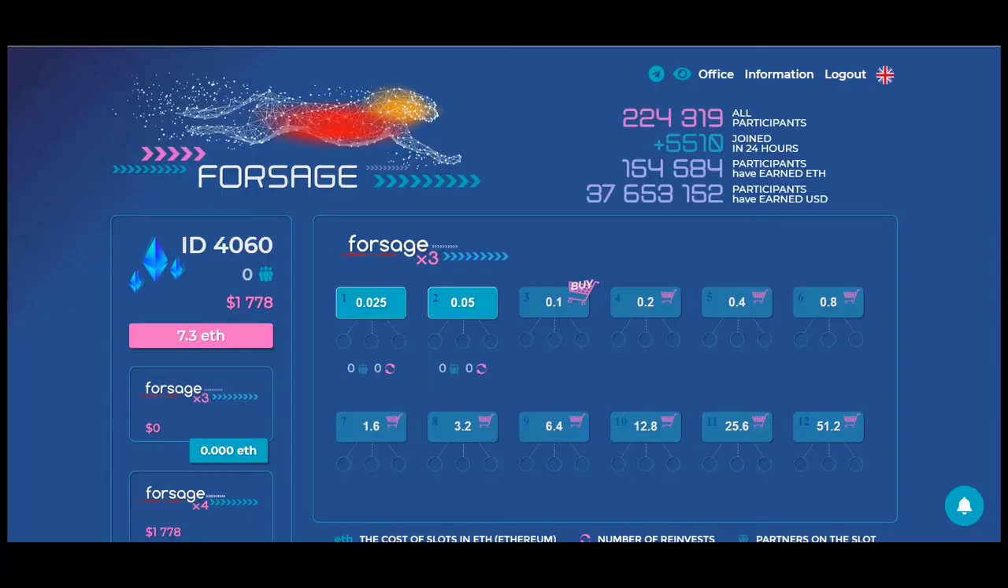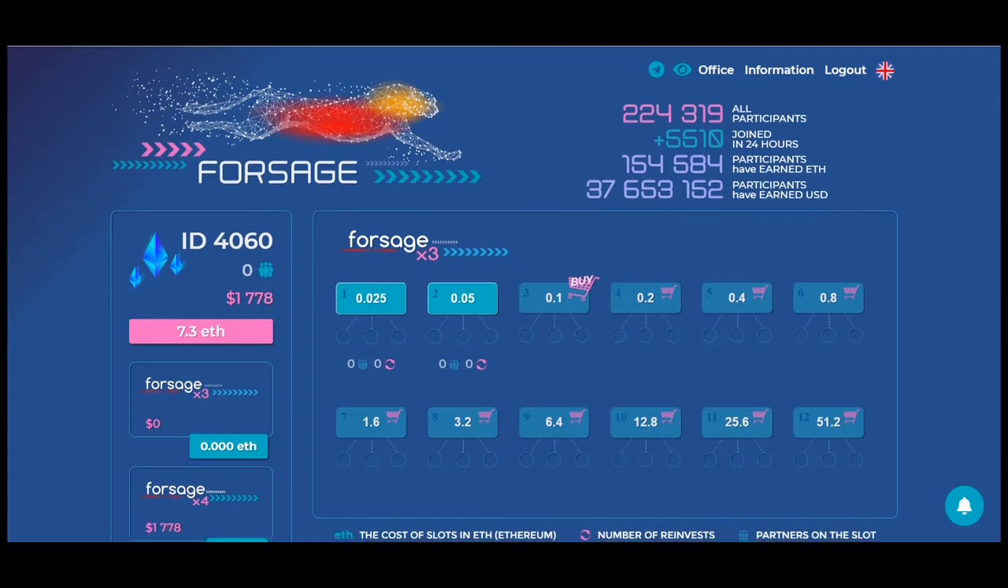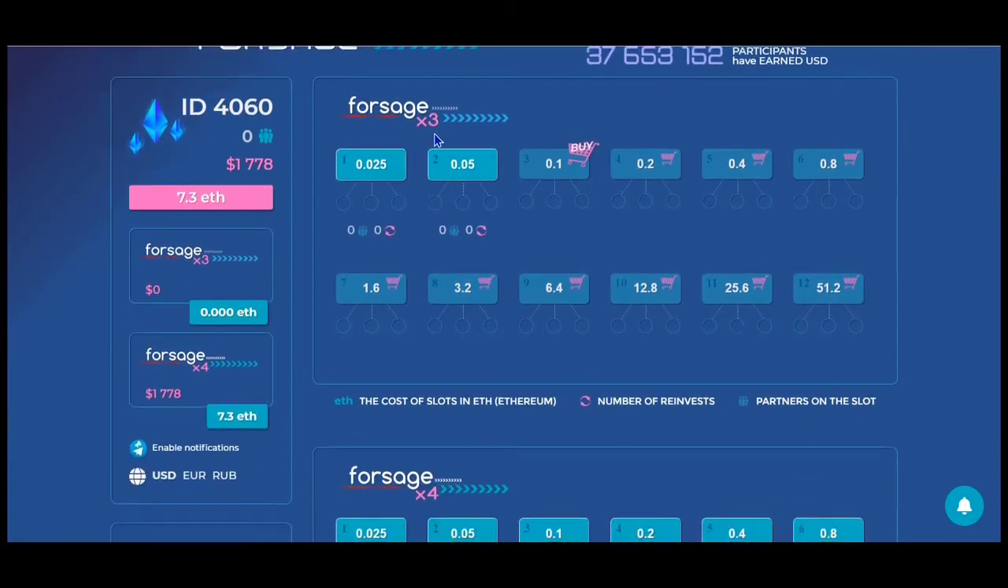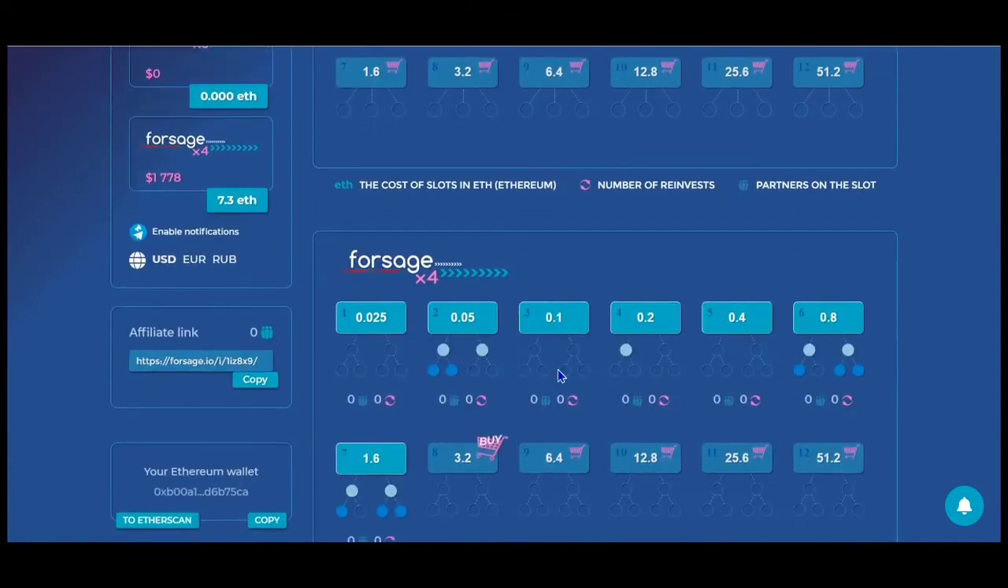Okay, so here we are in this individual's account. And please note, this is not my account. This is someone else's account. You can see their ID number right here. And you can see this number right here shows how many people they have personally sponsored. So you can clearly see they have sponsored a grand total of zero people. And their total earnings is $1,778.